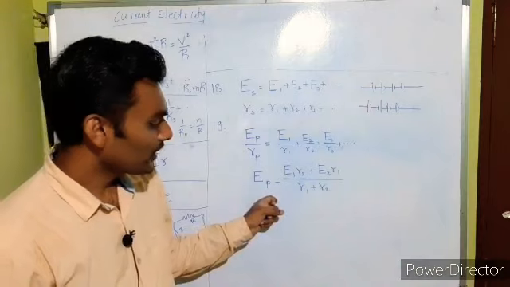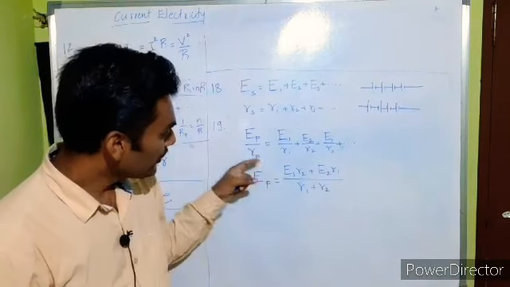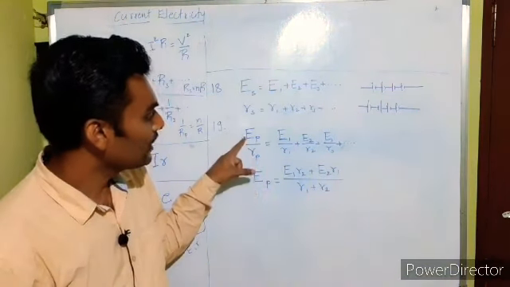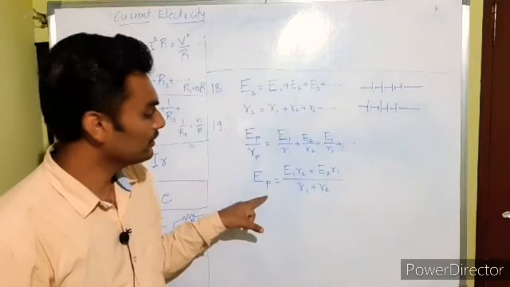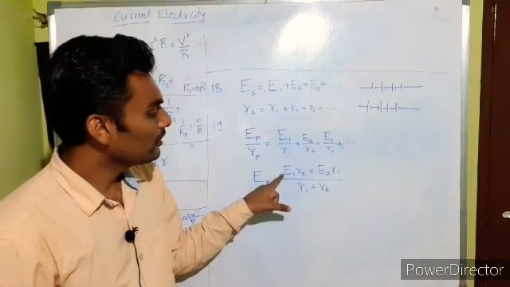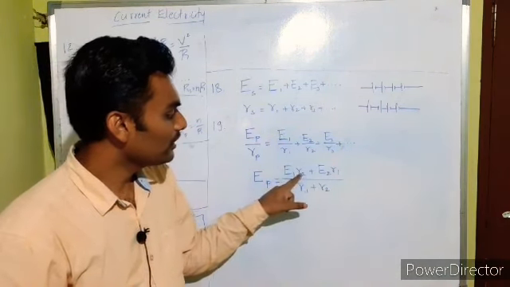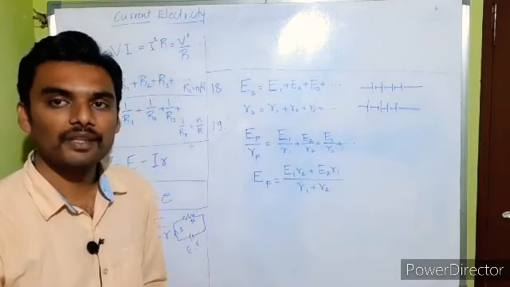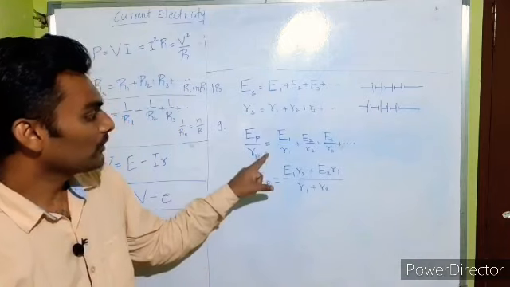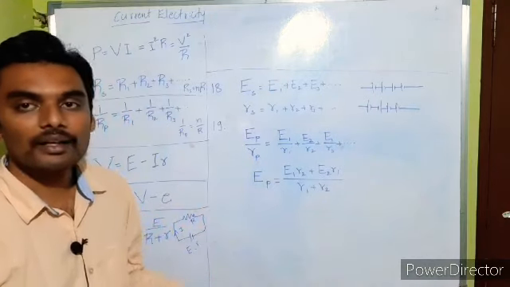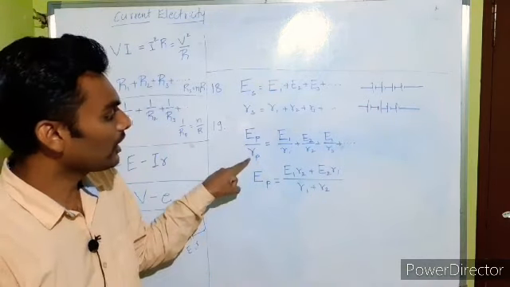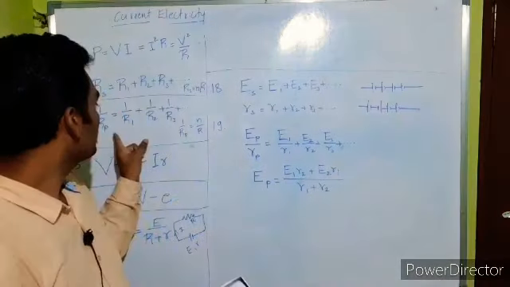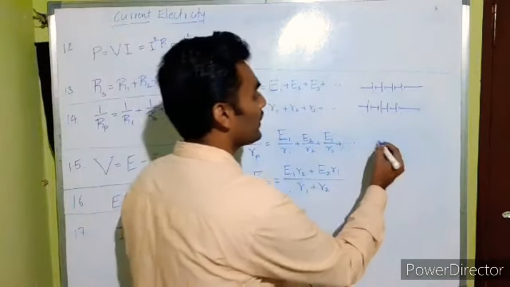The advantage of this expression is you don't need to calculate Rp to get EP here. You directly have EP using the values of E1, R2, E2, R1, R1 and R2. These are all directly given. But when you have more than two cells connected in parallel, then you have to find Rp. How do you get Rp? Rp is obtained like this.